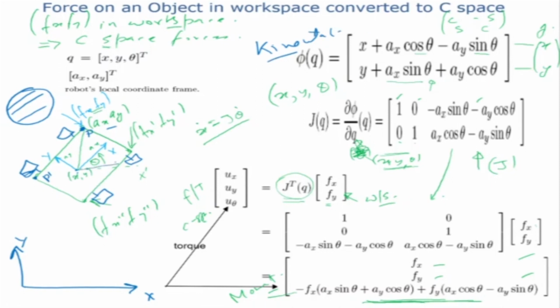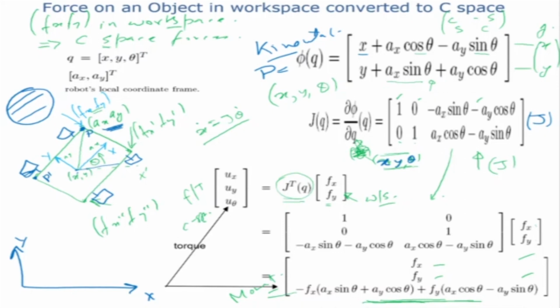because the local frame is rotated by an angle theta, the coordinate of the point P in the x direction is x plus ax cos theta minus ay sin theta, where ax and ay are the coordinates of the point P in the local frame. Then if I take the derivative of this with respect to x, y and theta, what I get is my J matrix. First I take the derivative with respect to x, then with respect to y, and then with respect to theta.